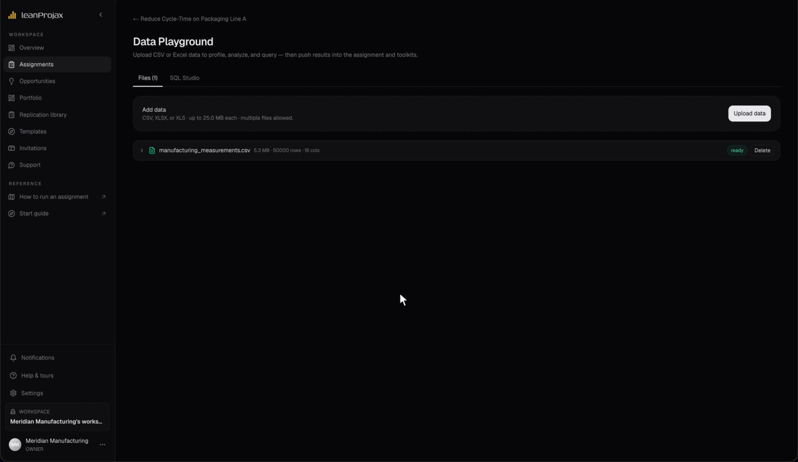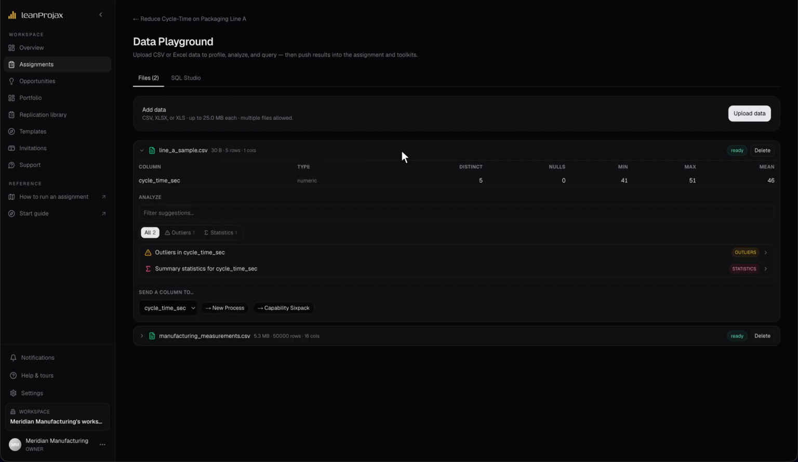Now let's check our work. I'll use the LeanProjax platform. This is the data playground. I'm uploading a file with exactly our 5 cycle times. The moment it lands, the profile reads the column. Minimum 41, maximum 51, mean 46.